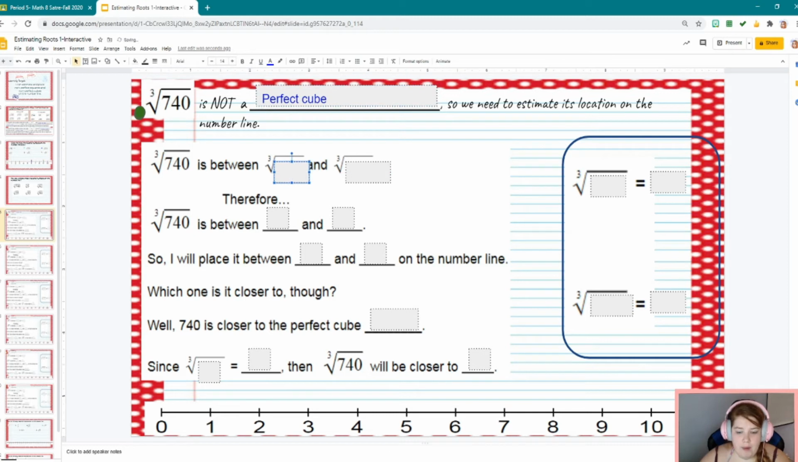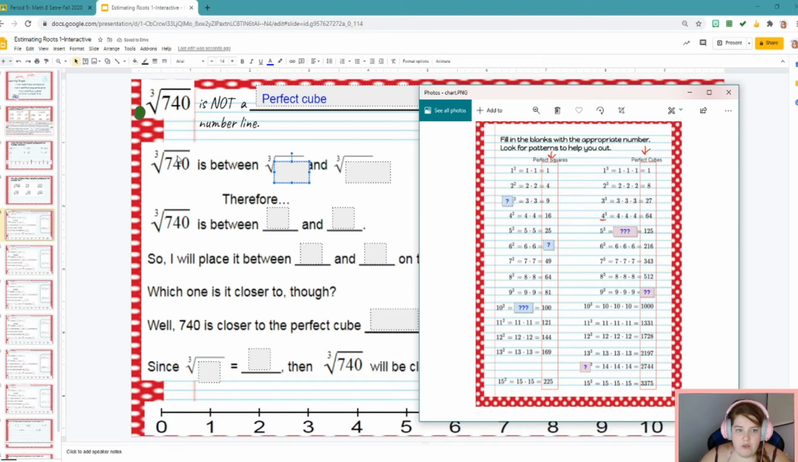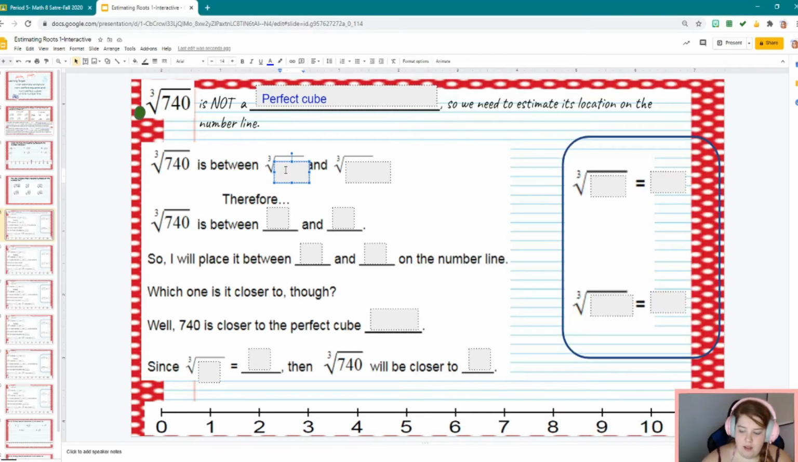However, if I look at my chart, I can figure out what cube 740 is between. It's larger than 1, larger than 8, larger than 270, bigger, bigger, bigger. We know this is 729, so it's bigger than that, but it's less than 1,000. So it's between 729 and 1,000.